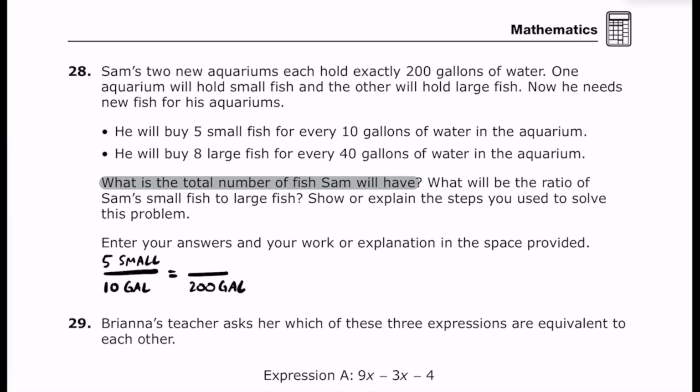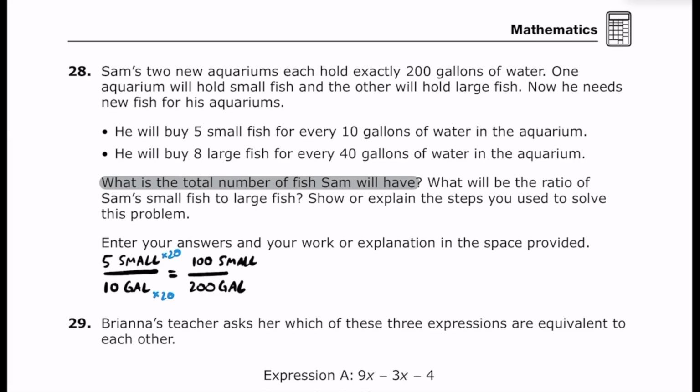You get a calculator, so if you need to, you can do 200 divided by 10. You'll find out that's 20, or 10 times 20 is 200. So if you do that on the bottom, we should do it on the top here. We're going to find out that we're going to need 100 of these small fish, and that's 100 small fish that's going to go into that 200 gallon tank.